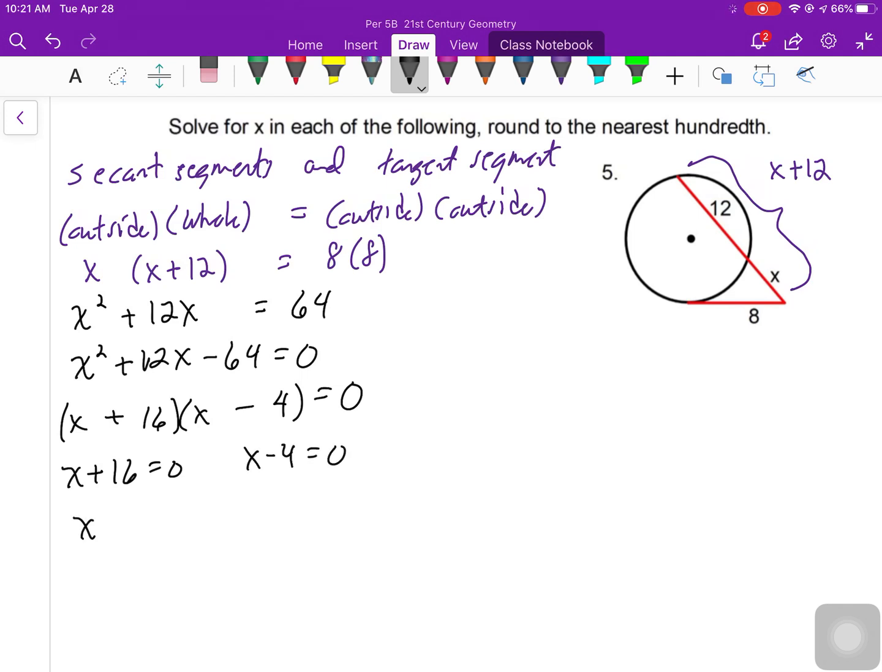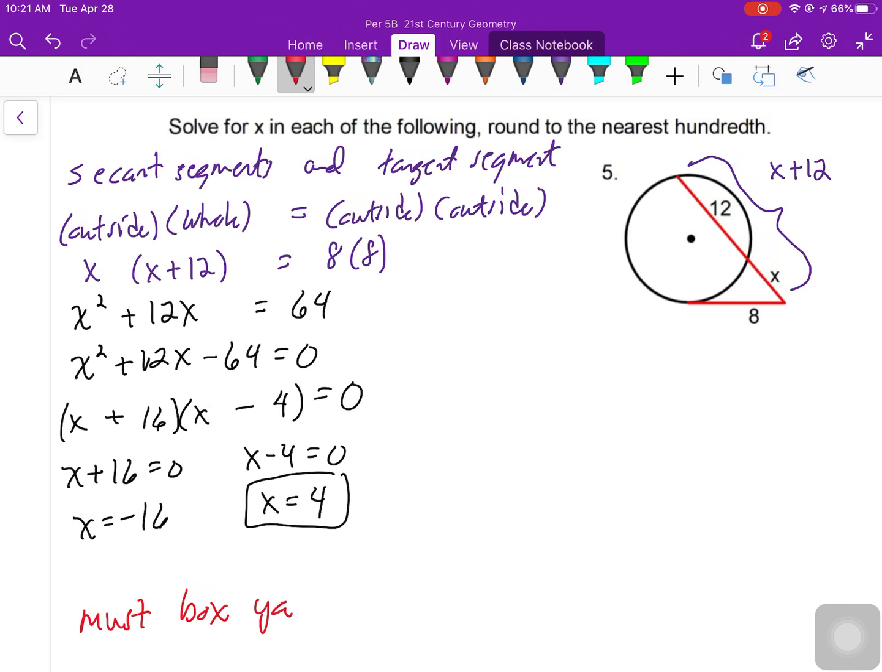Now I set each of those equal to 0. On the first one, I get negative 16. On the second one, I get 4. Now, sometimes both answers work. This is not the case here. When we check them, only x equals 4 works.